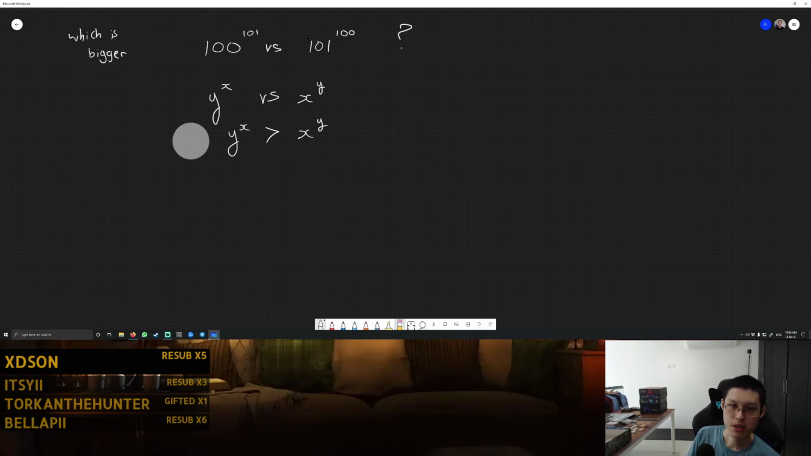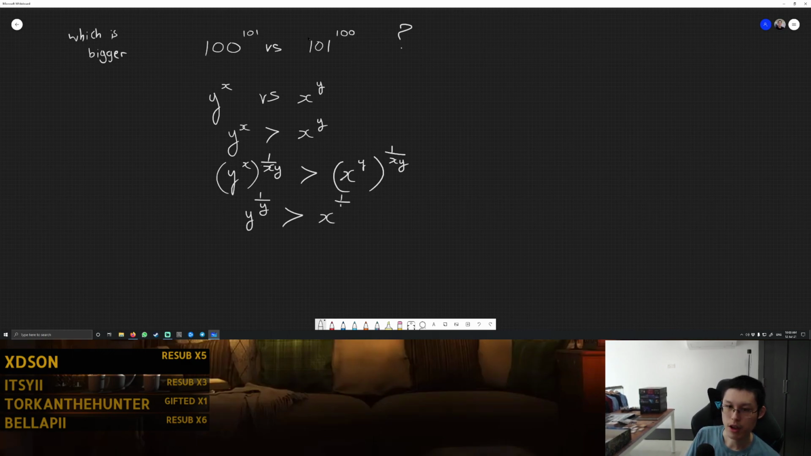So I'm just going to get rid of this part here. What we can do is raise both sides to the power of 1 over xy. Why am I doing that, you might ask? Well, we are going to get y to the power of 1 over y here, and this guy is going to give me x to the power of 1 over x.